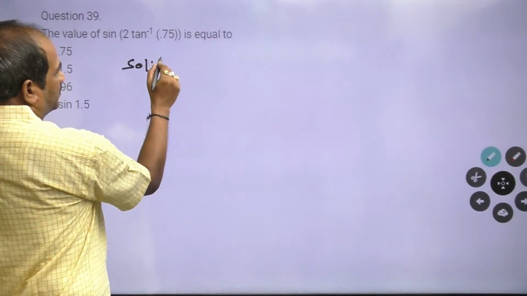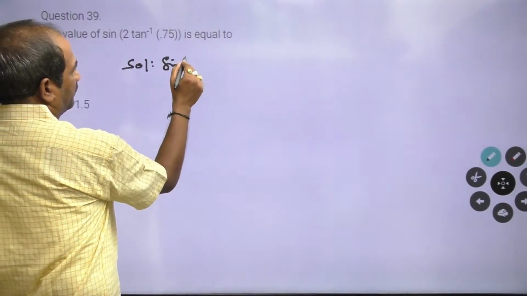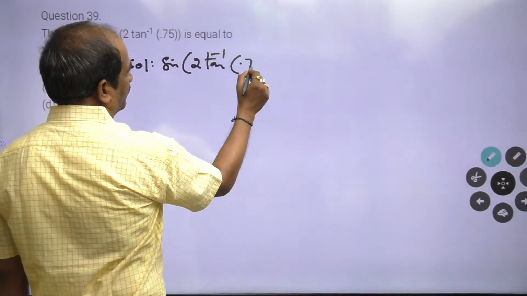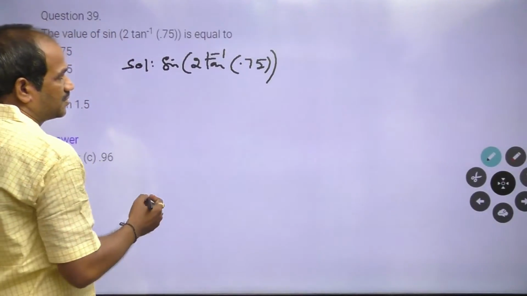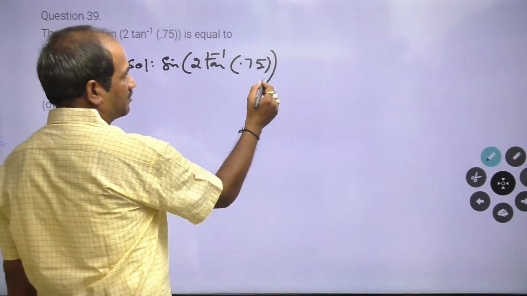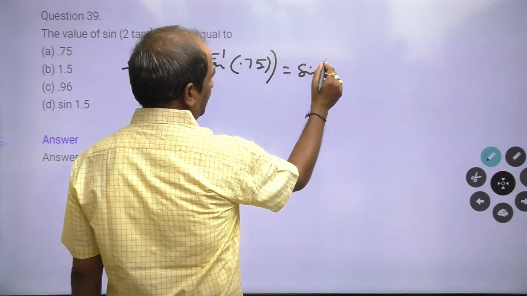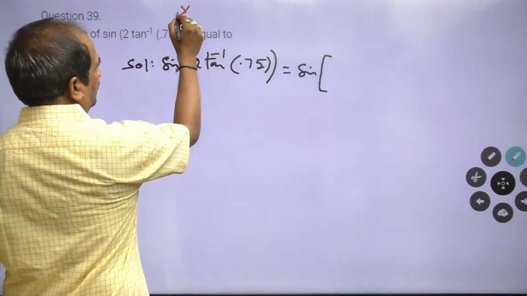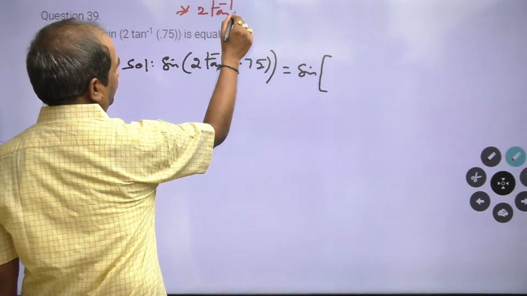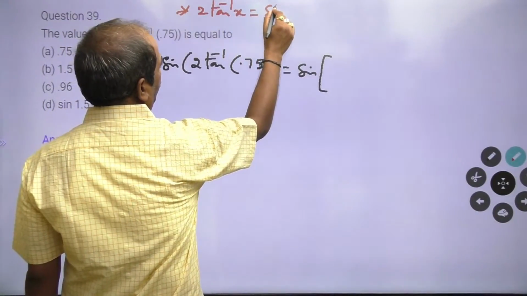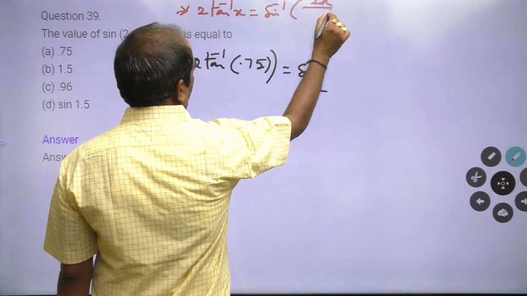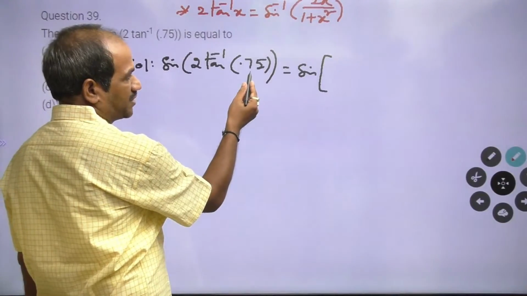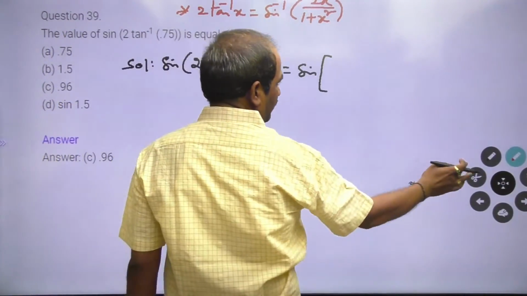Sin of 2 tan inverse x, that is sin of 2 into tan inverse of 0.75. The formula for 2 tan inverse x in terms of sin is: 2 tan inverse x is equal to sin inverse of 2x by 1 plus x square. Apply this formula with the value 0.75.